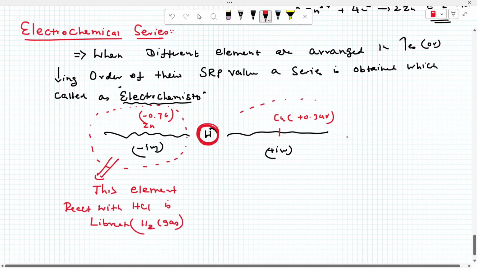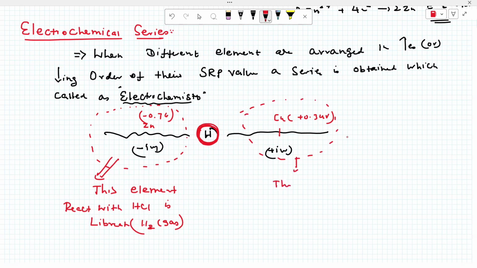Similarly, these elements with positive SRP react with HCl, don't liberate H2 gas. Answer, புரியுதா?